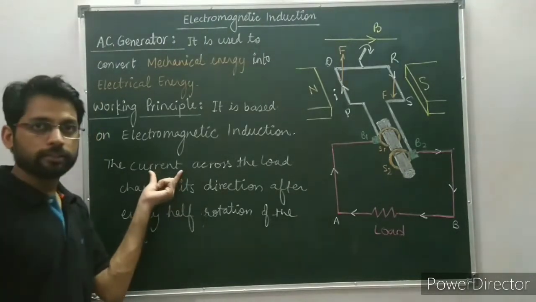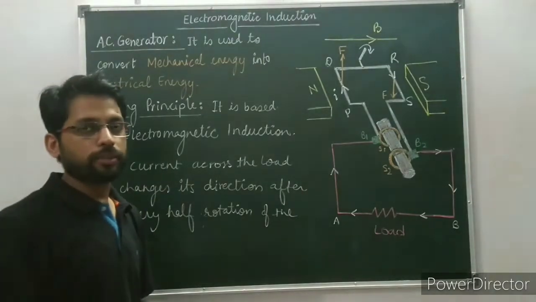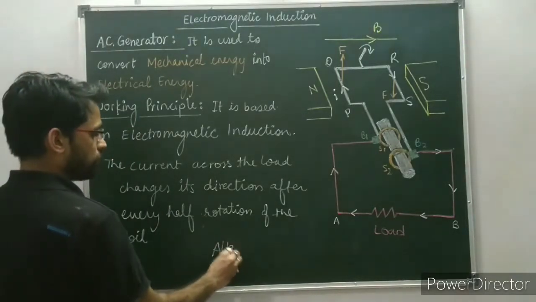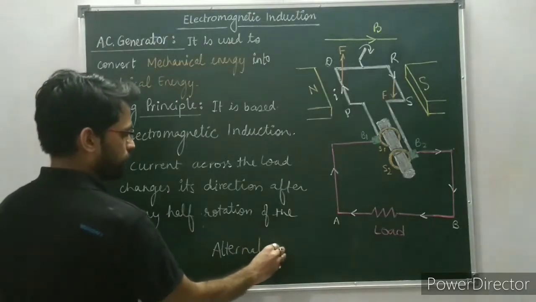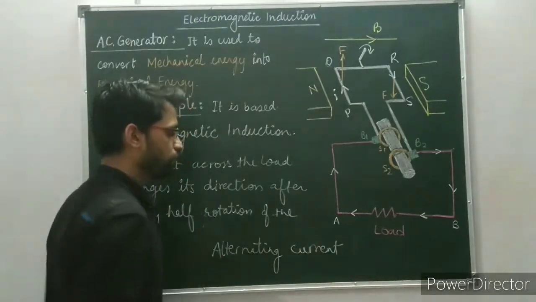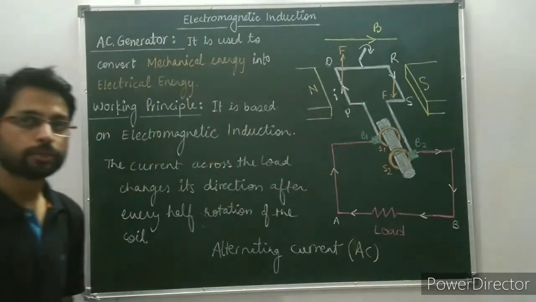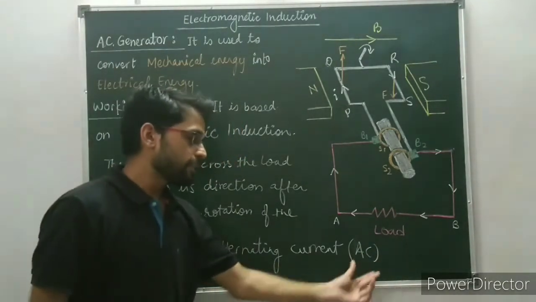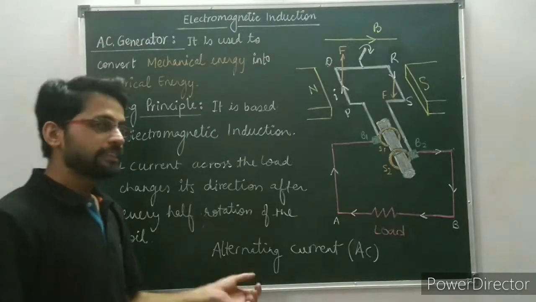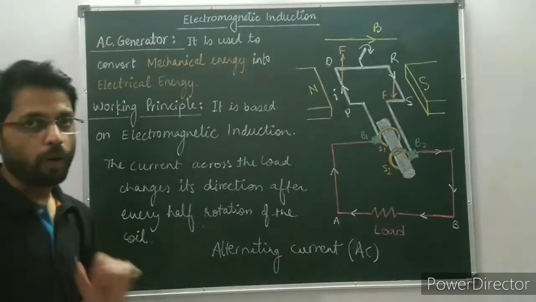This type of current that changes its direction after regular interval of time is known as alternating current, or in short you can say AC. So AC stands for alternating current. Alternating current is the current that changes its direction after every half rotation of the coil.